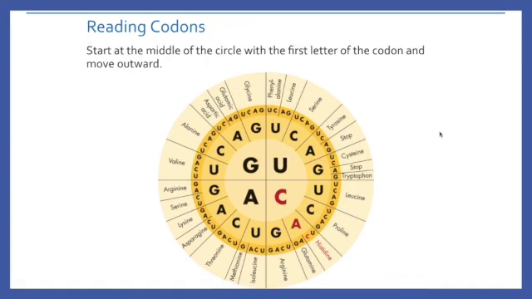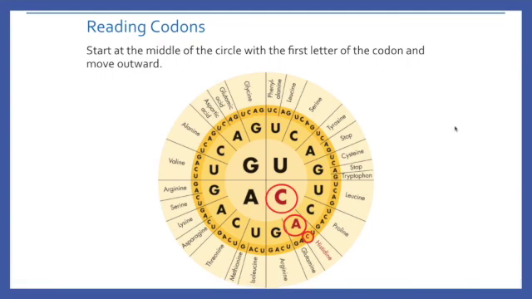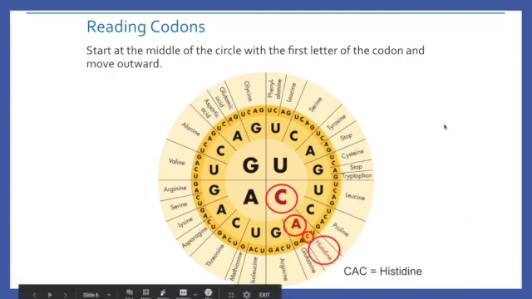So let's look again. To read the codons, you start in the middle circle with the first letter of the codon and then move outwards. So if our first letter is a C, we would start and find a C. Our second letter is an A. We would go find in this row, an A. And our last letter is a C. That builds the amino acid histidine. Okay, CAC is histidine.